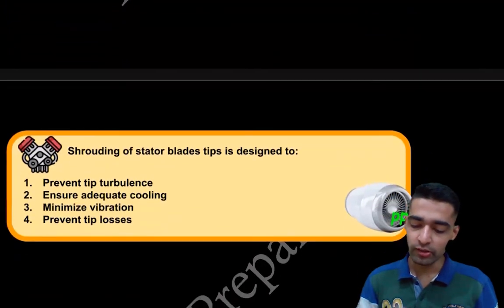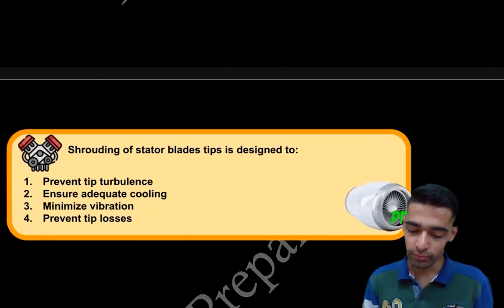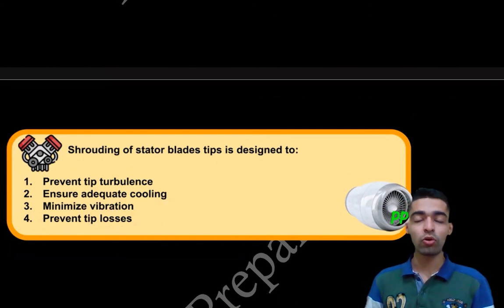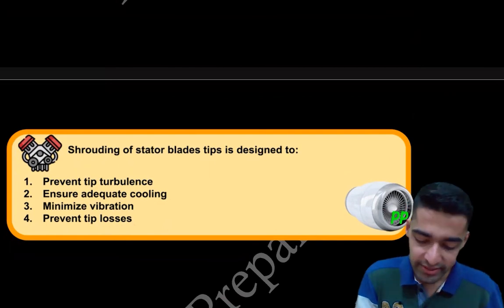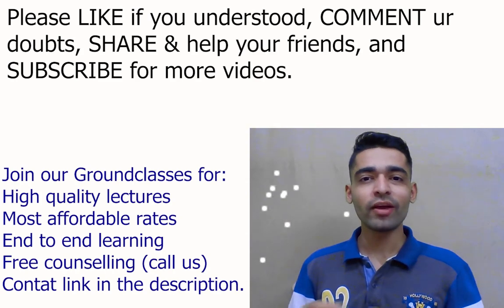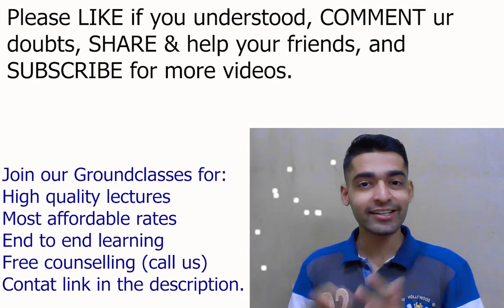The last but not the least question is, the shrouding of stator blade tips is designed to prevent tip turbulence, to ensure adequate cooling, to minimize vibration, or to prevent tip losses. So as I told you, of course it could be used for a lot of reasons, but the major reason is to minimize vibrations. With this, we have completed the topic called compressor of jet engine of technical general.